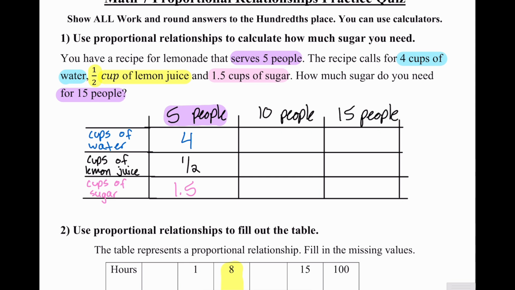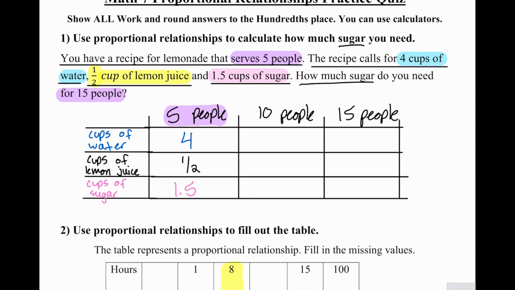You're going to use proportional relationships to calculate how much sugar you need. You have a recipe for lemonade that serves 5 people. The recipe calls for 4 cups of water, a half cup of lemon juice, and 1.5 cups of sugar. How much sugar do you need for 15 people?